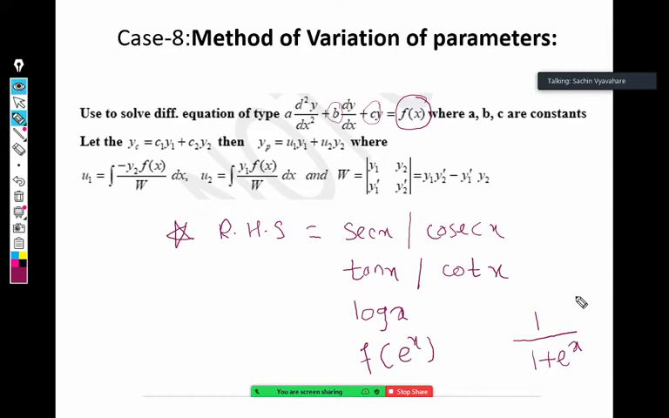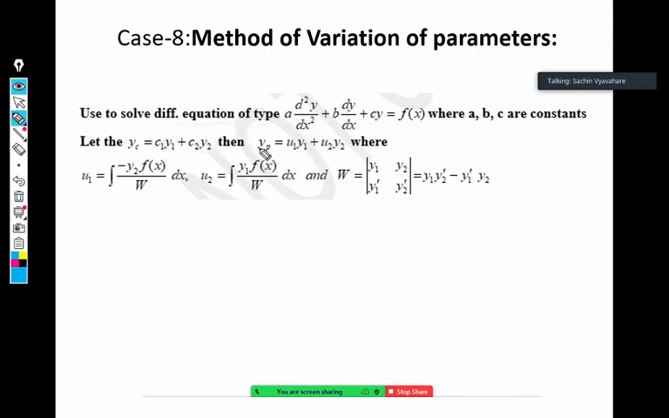Now how does this method work? Whenever we are given a second order differential equation, first we find yc by our regular method. Find the roots of the auxiliary equation, phi(D) equal to 0. Once we get the roots, we can write yc as c1y1 plus c2y2. Then we compute yp. Let yp be u1 y1 plus u2 y2. Whatever y1 and y2 come in yc are always part of yp.